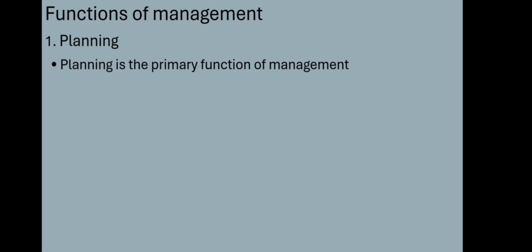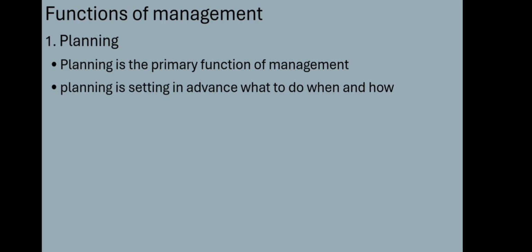Planning. Planning is the primary function of management because every activity begins with planned actions. Planning is setting in advance what to do, when, and how. Planning bridges the gap between past experience, present course of action, and the future goals to be accomplished. Planning also involves setting goals and taking the means to achieve them, making decisions about the available courses of action.